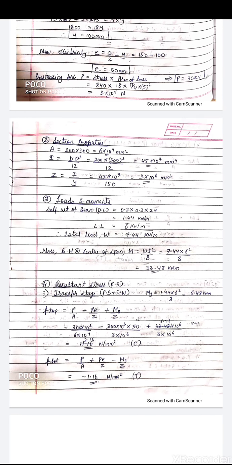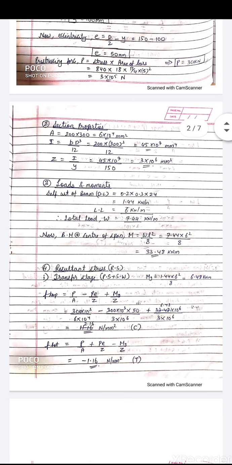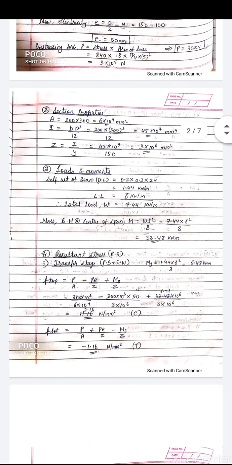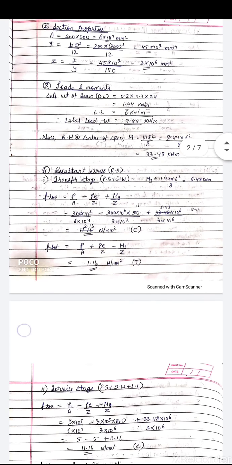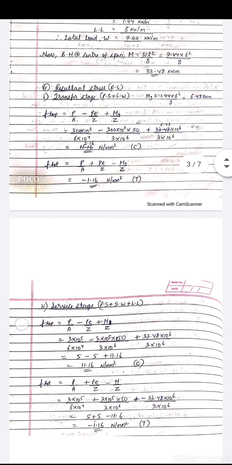So your mg is nothing but 6.48. So you have to calculate that separately. And similarly F bottom is nothing but P by A plus PE by Z minus mg by Z. So your F top is 2.46, that is compression, and your F bottom, since the value is negative, so it is tension.